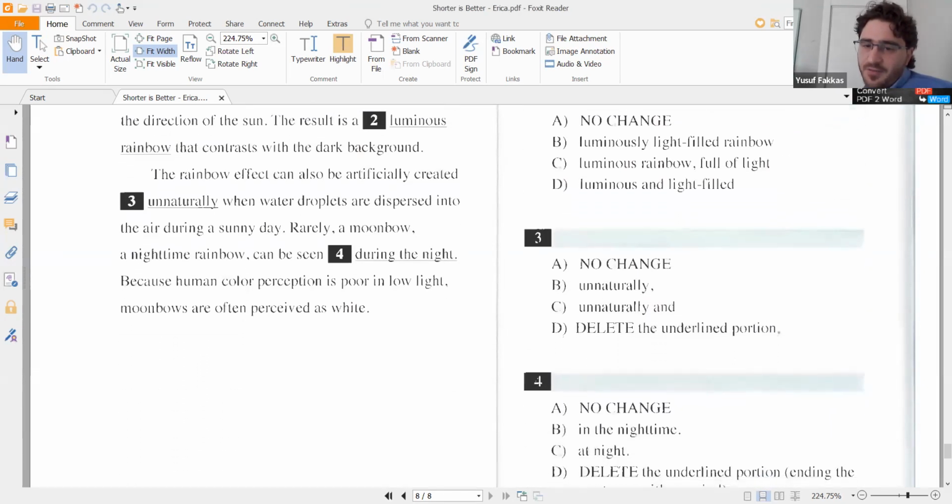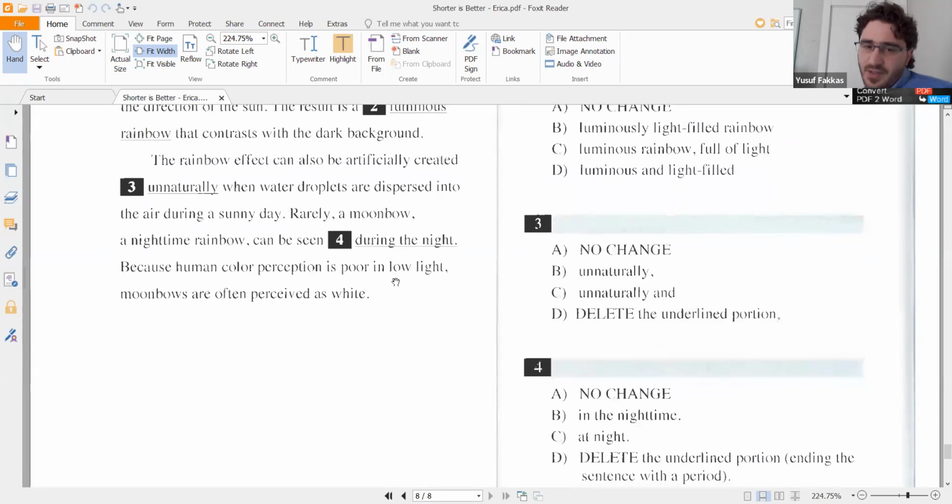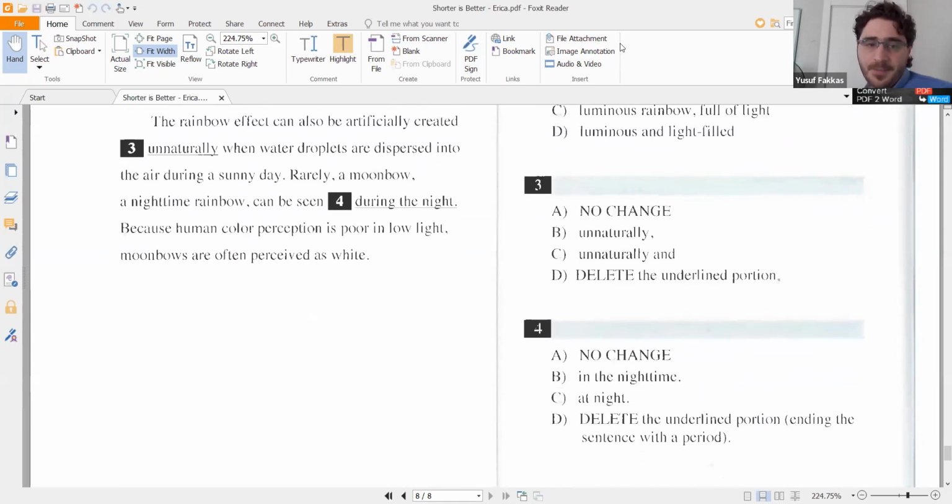Guys, just look at your microphones. If you're not using it, please just turn it off so that there is no echo, all right?